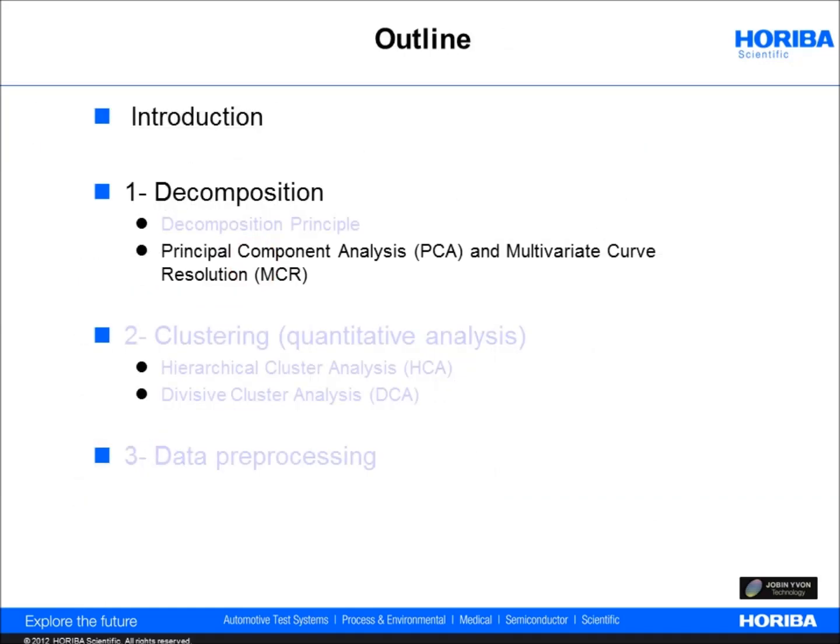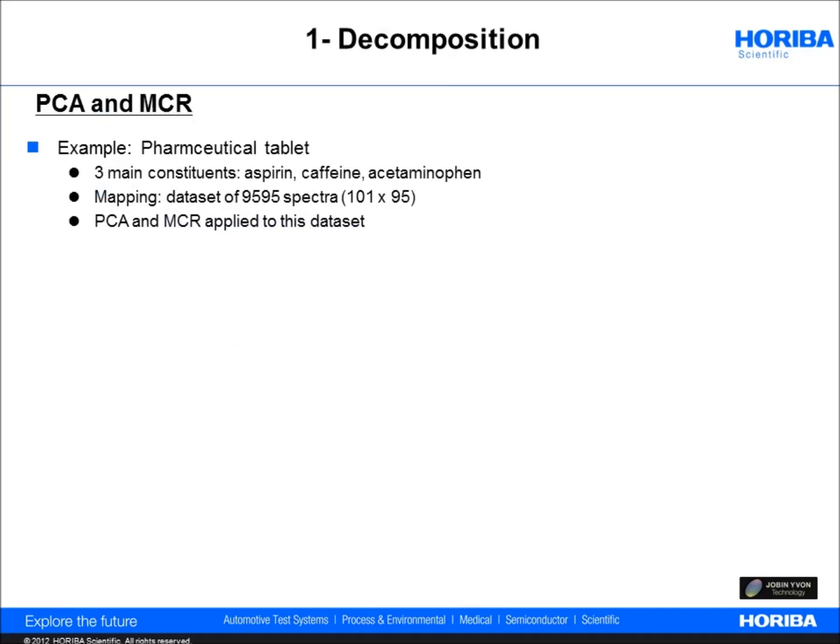LabSpec 6 NVA module offers the possibility to use 2 different algorithms to perform spectral decomposition, PCA and MCR. Let's look a bit more in detail at these 2 methods. To show the main characteristics of these 2 algorithms, let's take an example and apply both PCA and MCR to this dataset. This example is a mapping of a pharma tablet comprising around 10,000 spectra. It is known that this tablet contains 3 active ingredients: aspirin, caffeine, and acetaminophen.